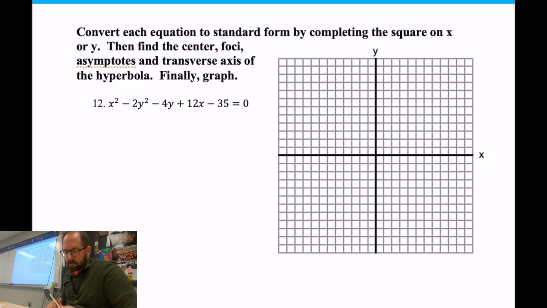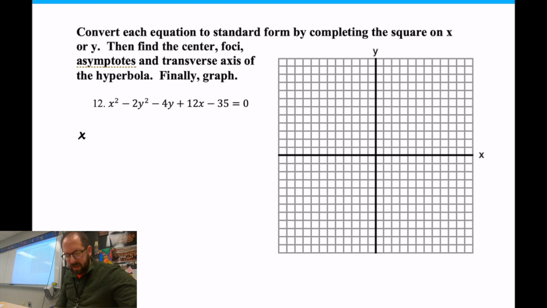All right. This is a hyperbola question. You have to complete the square. So this is the latest unit. This is the last homework we did. I think it was the homework we had last Thursday. I think that was the latest assignment we had on hyperbolas. We have to complete the square, all that good stuff.